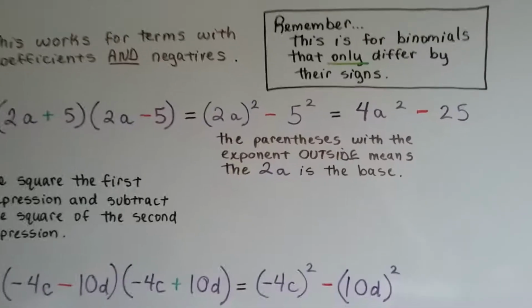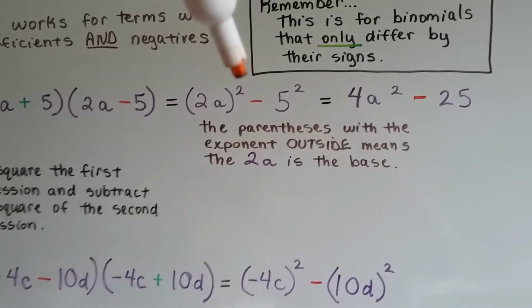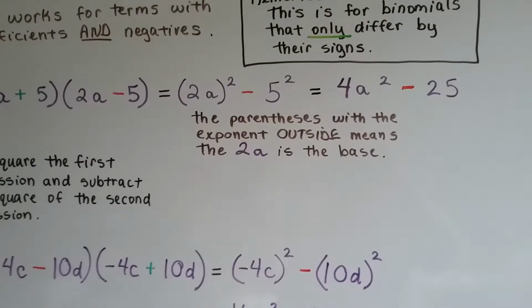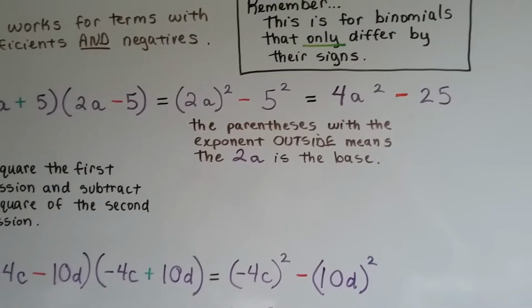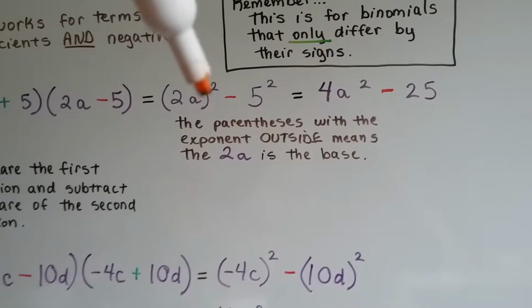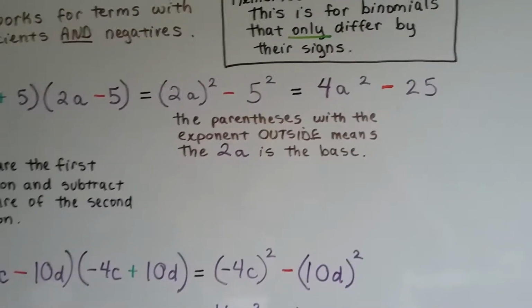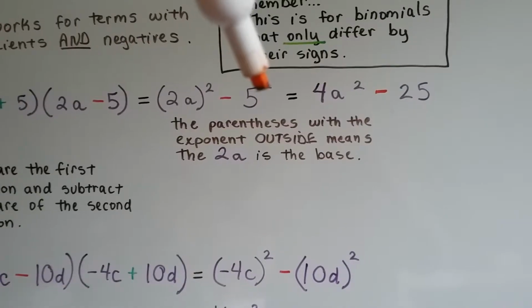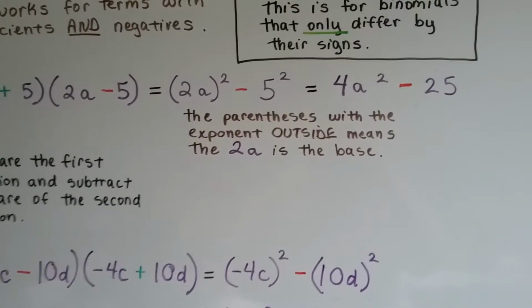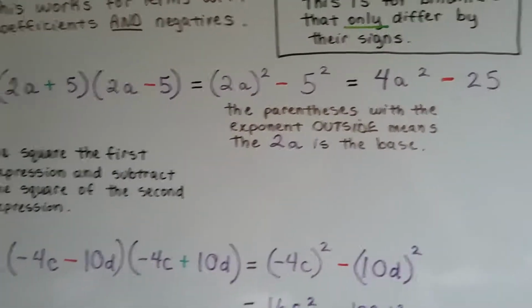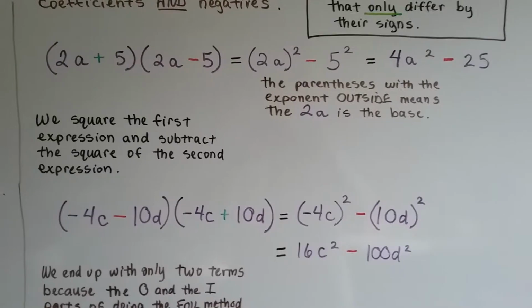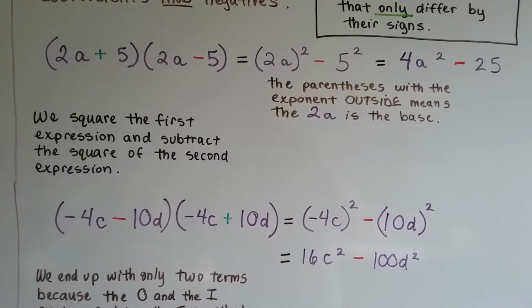When we simplify this, we distribute this exponent to each one. So we get 2 times 2 is 4. So we get a 4. And we don't know what a is, so it's just a squared. So we get 4a squared. And 5 times 5, well, that's 25, right? Remember, the exponent says how many times to multiply the base by itself. So we square the first expression and subtract the square of the second expression.